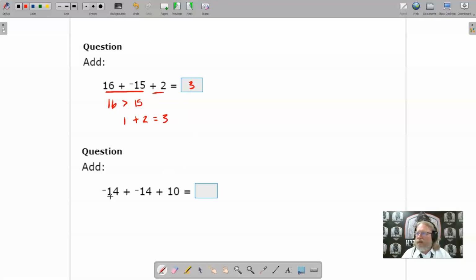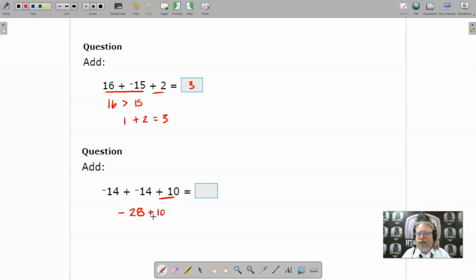On the next one, well, looky here. They've given us, oh, I was about ready to jump on that and think those are opposites, and indeed they are not, but they are the same sign. So I know my answer is going to be negative, just like both the 14s are negative 14s, and I need to add those together to get 28. Now let's bring down the plus 10.